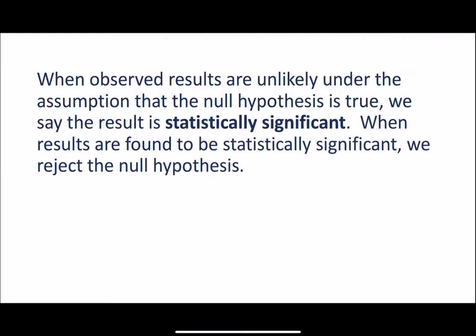So let's keep going. When observed results are unlikely under the assumption that the null hypothesis is true, so if we take the null hypothesis and the results that we get from our sample are highly unlikely, we would say that the result is statistically significant. When results are found to be statistically significant, we can reject the null hypothesis. If something is outside of those two standard deviations, which we are not always going to be using, but from what we know so far from our empirical rule, we know that it is unlikely. If we sample something and it is unlikely, then we can reject our null hypothesis. That's where we're going with this.